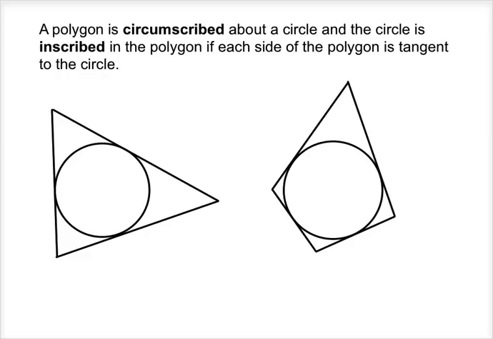A polygon is circumscribed about a circle, and the circle is inscribed in the polygon if each side of the polygon is tangent to the circle. So notice on the left here, the circle is inside of the triangle, and each side of the triangle is a tangent to the circle. Or on the right, the circle is inscribed in a quadrilateral because every side of the quadrilateral is a tangent to the circle.